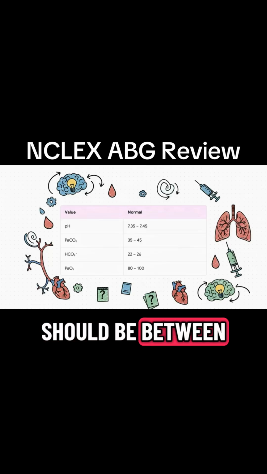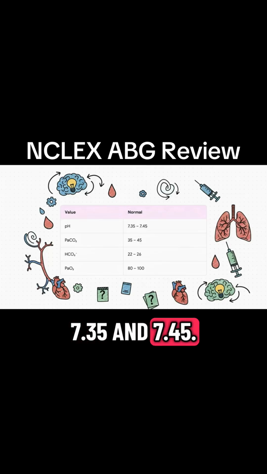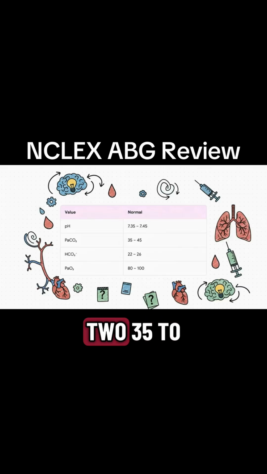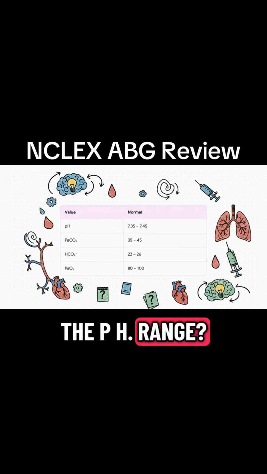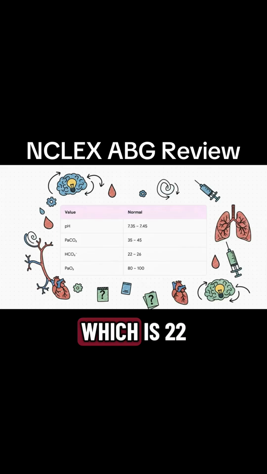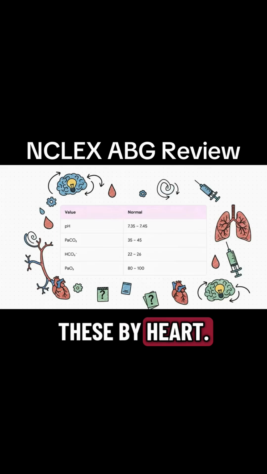Our pH should be between 7.35 and 7.45. PaCO2, 35 to 45. Hey, notice how that lines up with the end of the pH range? Kind of cool, right? Then we've got bicarb or HCO3, which is 22 to 26. And finally, PaO2, a healthy 80 to 100. You've got to know these by heart.